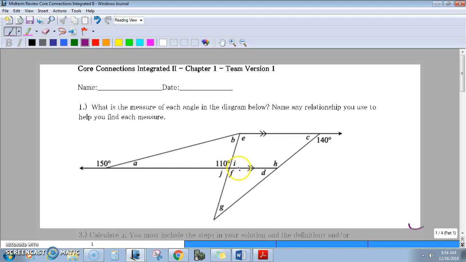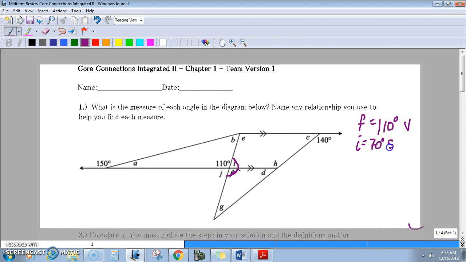I'm going to start here where I have some vertical angles because those are the easiest for me. I know that F is vertical to 110. So we are going to say that F is equal to 110 degrees because of vertical angles. And I know that F and I are going to add up to be 180 degrees because they're on that flat line, which is 180 degrees, half a circle. So if F is 110, then I is 70 degrees. I'm doing this in my head, so let me know if I make a mistake.